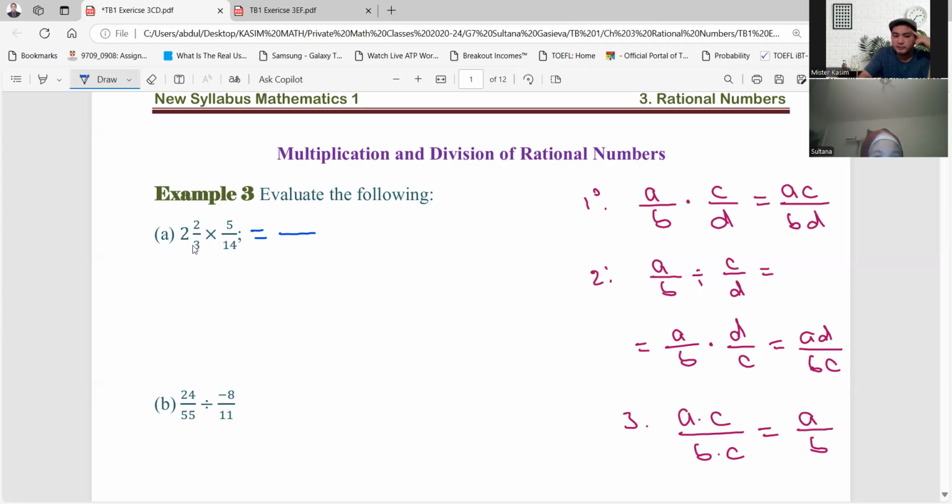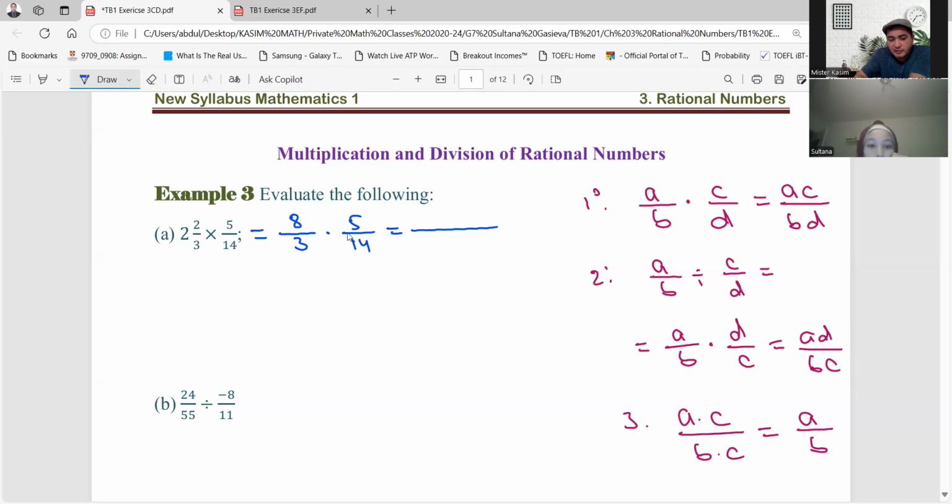How do you do that? 2 times 3 plus 2, right? Yeah. 6, 8. 8 over 3, times 5 over 14. Look, Sultana, before you multiply, I suggest you write these numbers out.